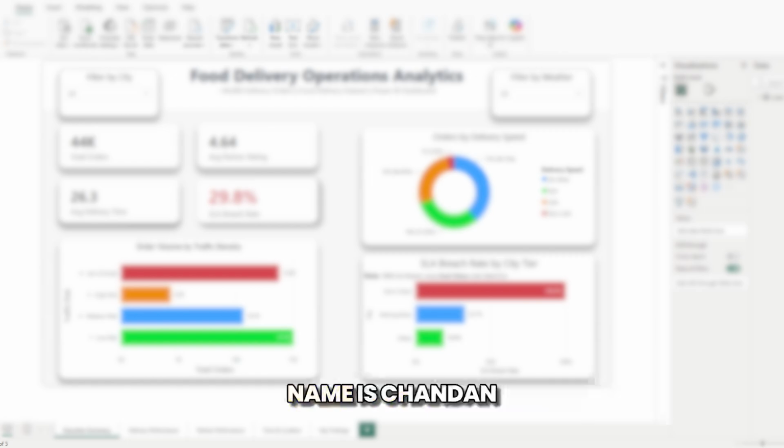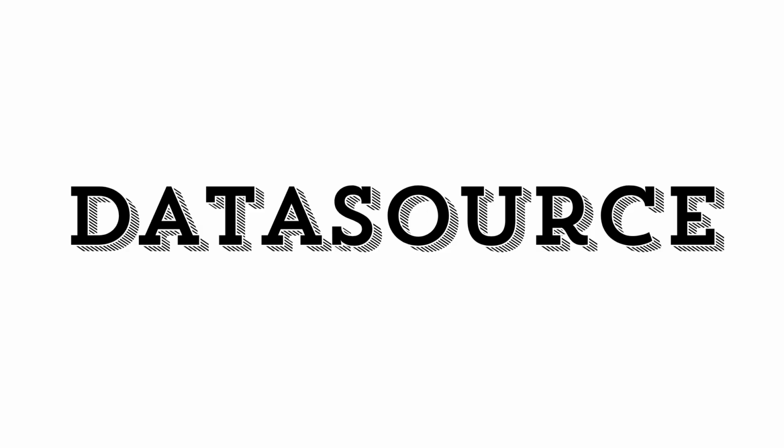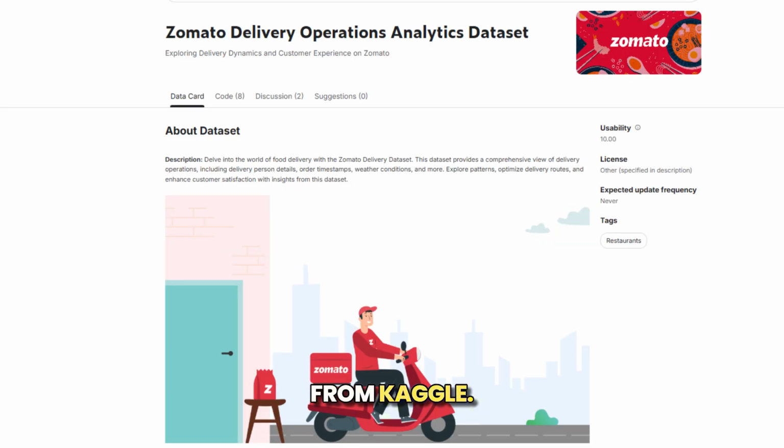Hey guys, my name is Chandan Sahu and I have built this food delivery operations analytics dashboard project. Let's look at it. The dataset comes from Kaggle. It's a Zomato delivery operations dataset with around 43,000 records. Each row represents one delivery order, and it includes things like how long the delivery actually took, what the traffic was like, what the weather conditions were, which city tier the order came from, and the delivery partner details.